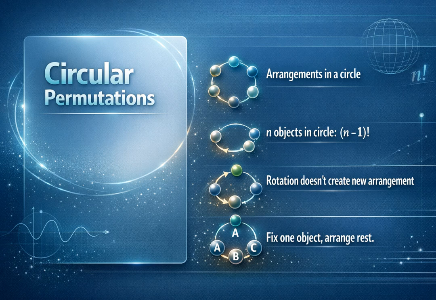Circular permutations count arrangements in a circle. For n objects arranged in a circle, the number is (n minus 1) factorial. Why? Because rotating the circle doesn't create a new arrangement. The trick? Fix one object in place, then arrange the remaining n minus 1 objects.